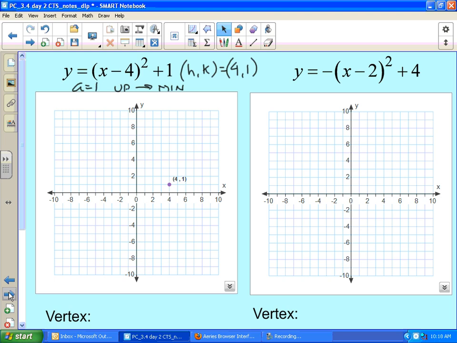So we can do our movements now. Left 2, up 4. Left 1, up 1. Right 1, up 1. Right 2, up 4. There's my graph. Doesn't hit the x-axis. All right, so we're going to see why.